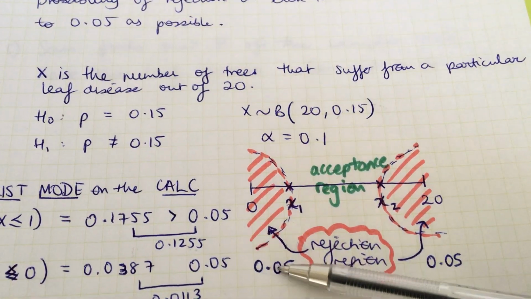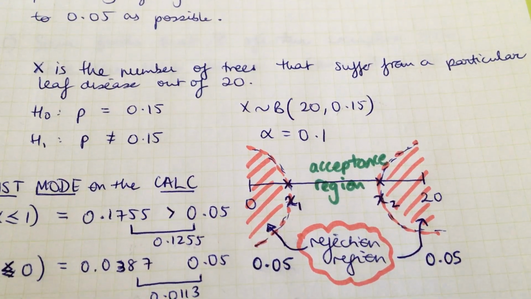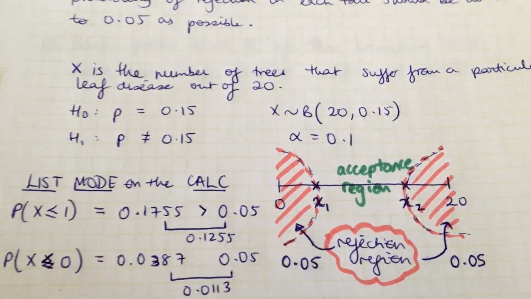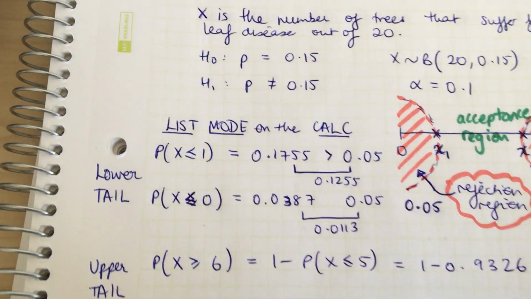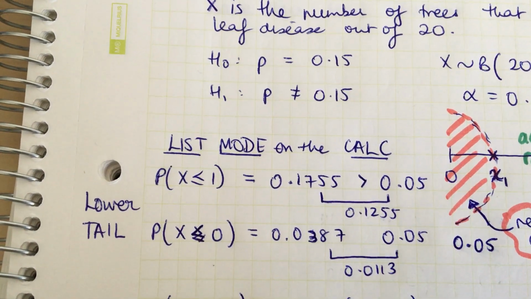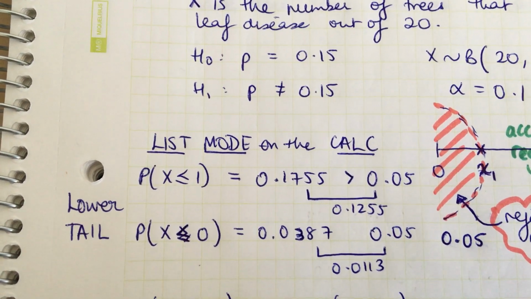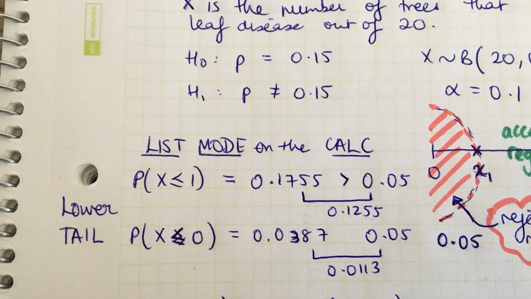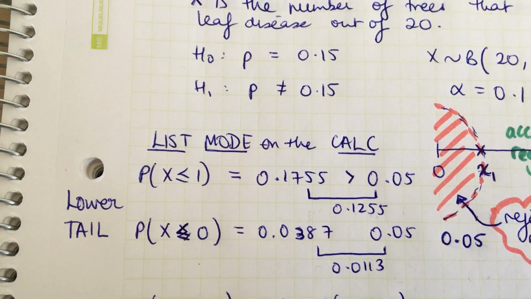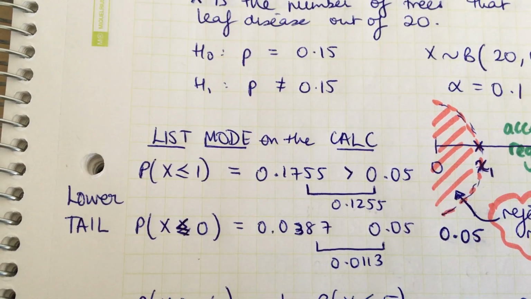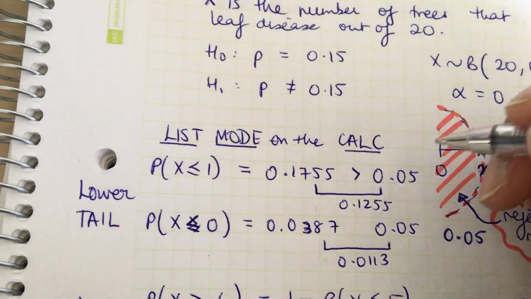And make sure you always split up the significance values for either end of the two-tailed test. When you're looking at critical values, it's best to have a list mode on your calculator. I've looked at the lower end of the tail first. I could see that the probability of x less than or equal to 1 was 0.1755, and that's greater than 0.05. And the probability x is less than or equal to 0 is 0.0387, which is less than 0.05.